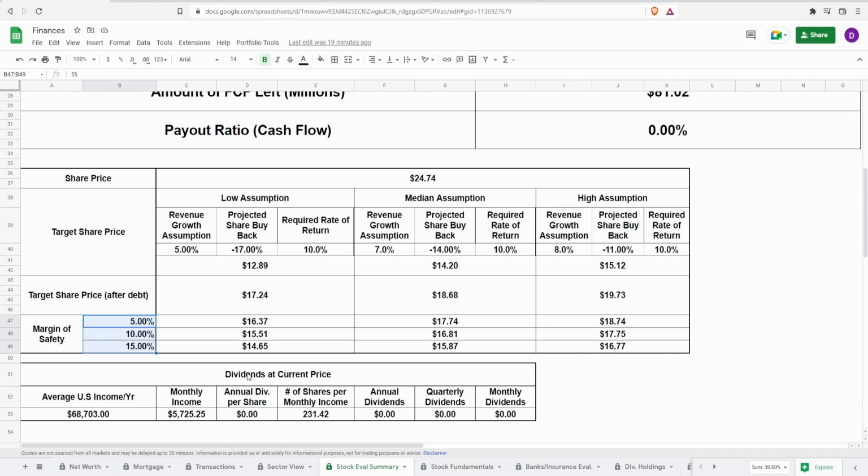Now, me personally, I like to add a margin of safety, 5, 10, and 15%, because you don't want to overpay for something. The more you overpay for something today, the less returns you're going to have in the future. And every investment is also the present value of all future cash flow, so you want to be as conservative as possible and not overpay for a company today.